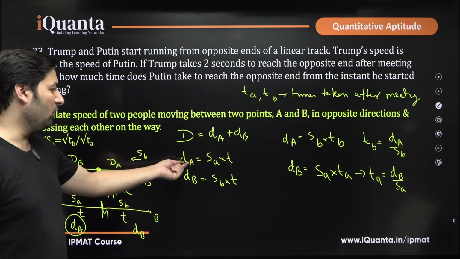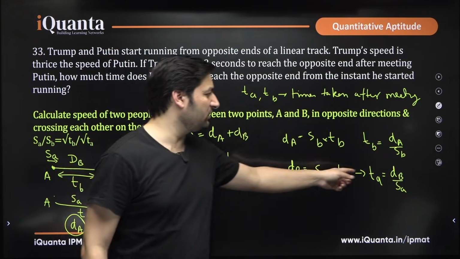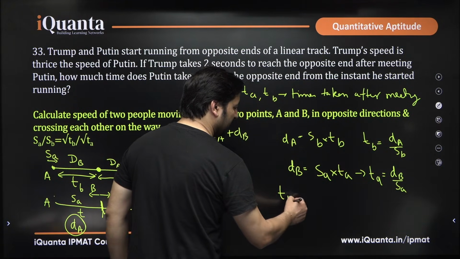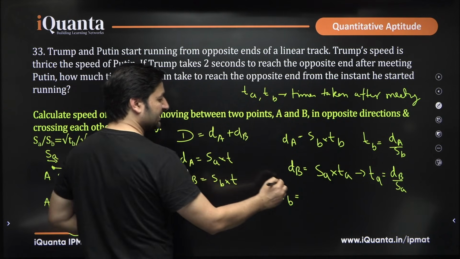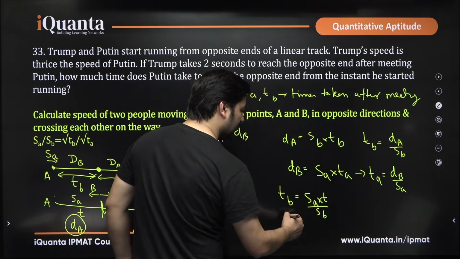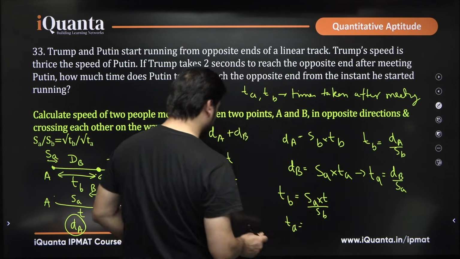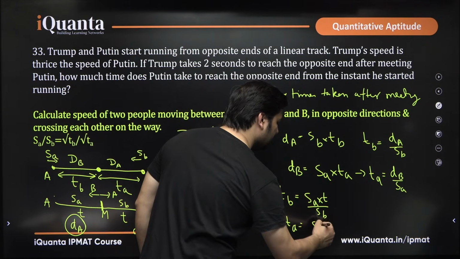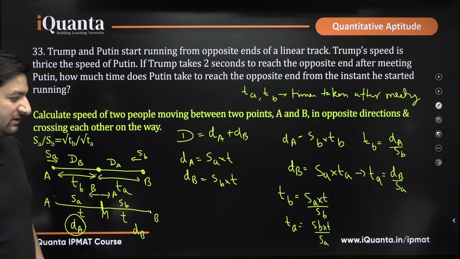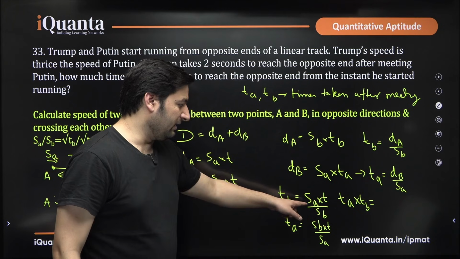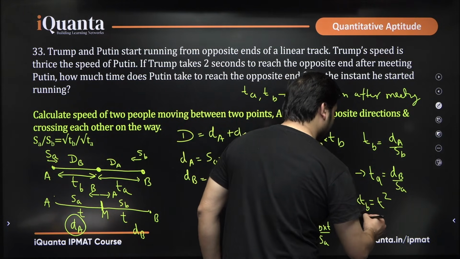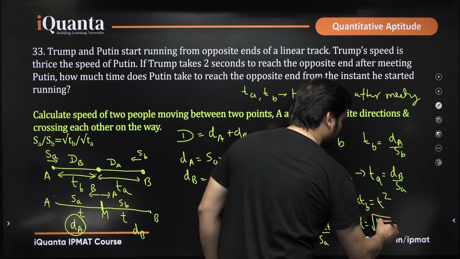Can you put the value of dA as SA into T here and the value of dB as SB into T here? So what will I get? TB equals dA, which can be put as SA into T, upon SB, and TA can be put as dB, and dB is SB into T upon SA, right? I hope this is clear. Now, if I multiply these two equations, here SA will cancel each other, SB will cancel each other, and here I will get T square. So, can I say that T is actually equal to root of TA into TB.